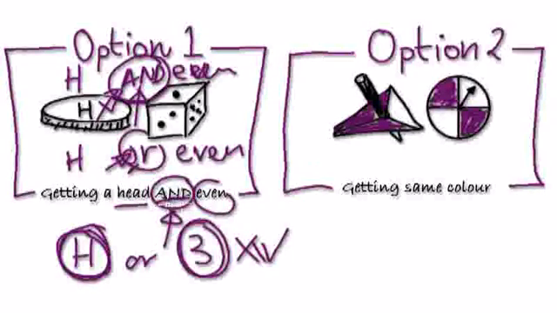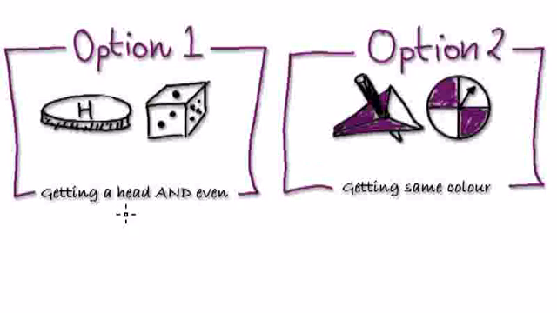Okay, but in this case, it is an "and". It means this has to be satisfied and this has to be satisfied. So basically, "and" means this and this. Okay, so you got to get a head and an even. Okay, that's option one. Option two, getting the same color.